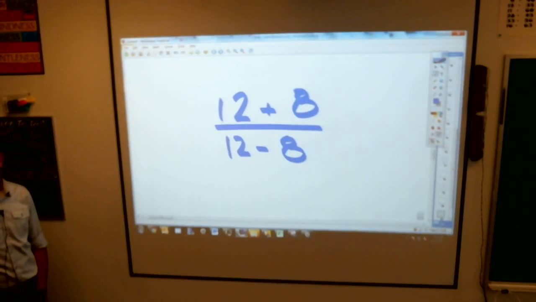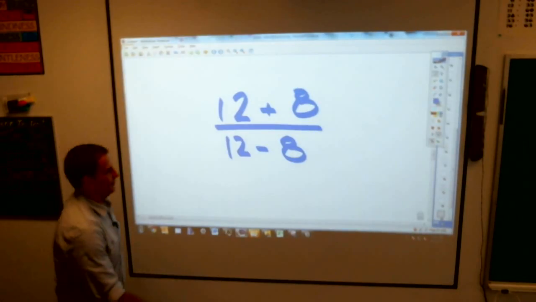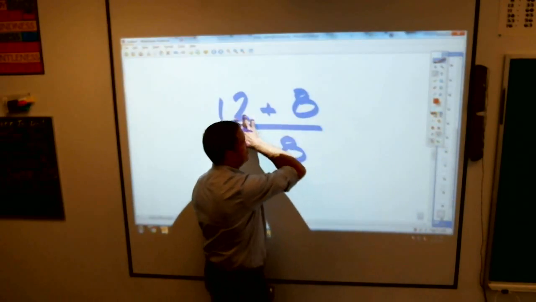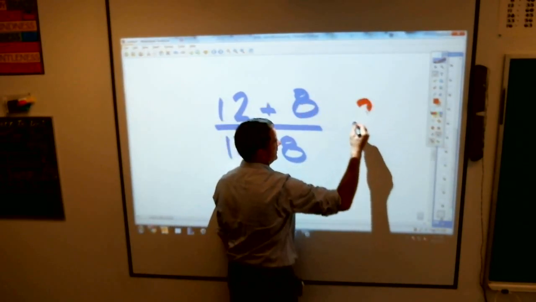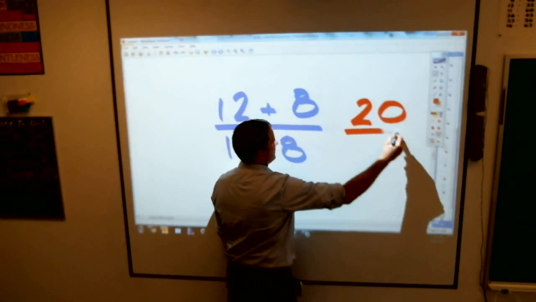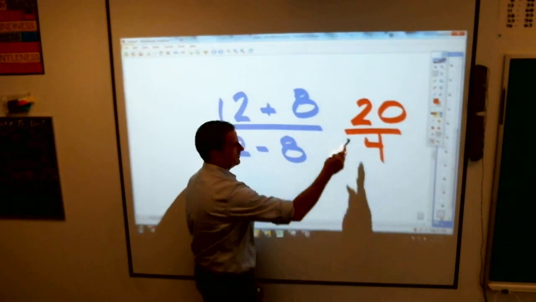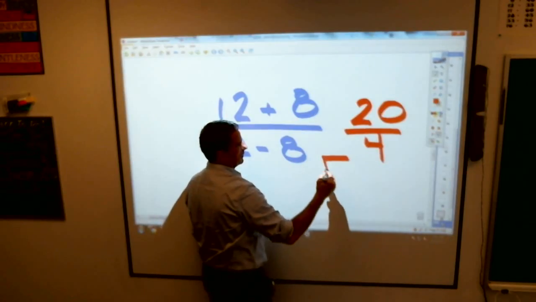Who's got the button? Chase? 5. Well, let's check and see. Like I said, the fraction line is a grouping symbol. So you do 12 plus 8 first, it is 20. And you do 12 minus 8 on the bottom, which is 4. And 20 divided by 4 is in fact 5.